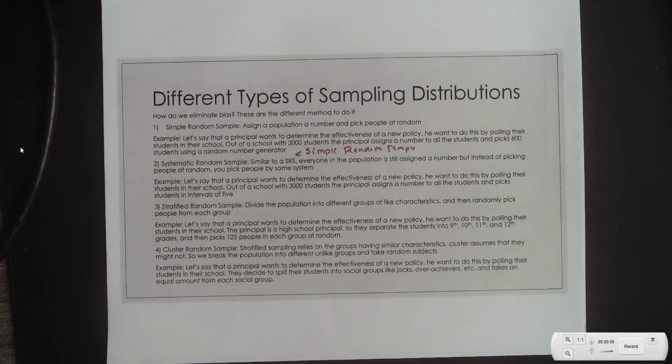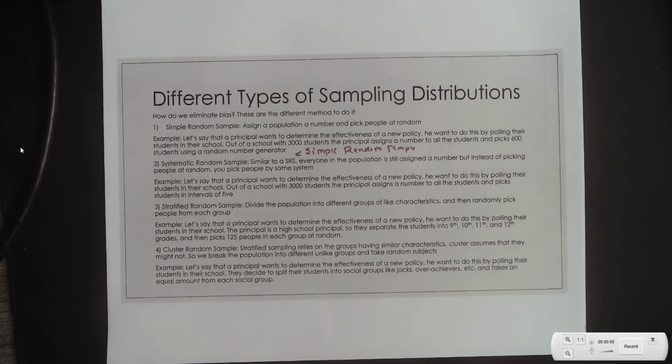So the stratified would work like this. Let's say that a principal wants to determine the effectiveness of a new policy. He wants to do this by polling the students in the school. The principal is a high school principal, so they separate the students into 9th, 10th, 11th, and 12th grades, and then pick 125 people in each group at random.